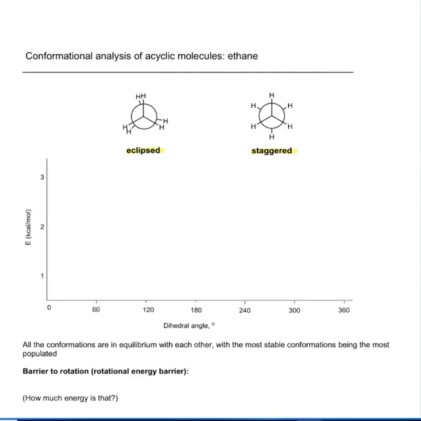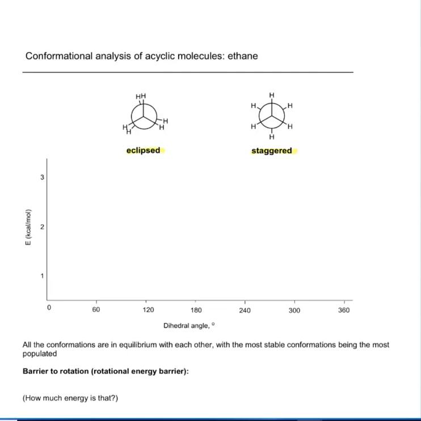Well, if you think about it, and if you practice this with your models, all of the eclipsed conformations look like the drawing shown on the screen right now. And all of the staggered conformations also look like the drawing that's shown on the screen now. So what that means is that all of the eclipsed conformations are identical in energy, and all of the staggered conformations are also identical in energy. So which one of these is higher in energy?